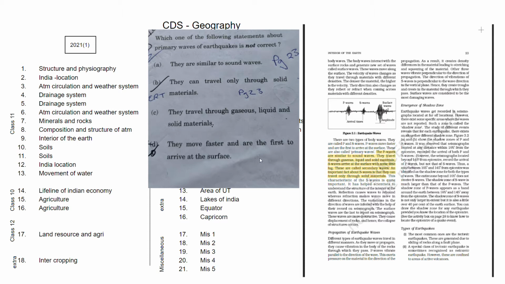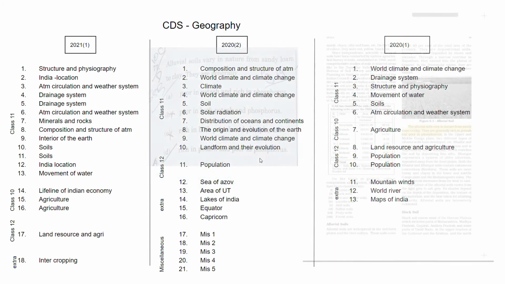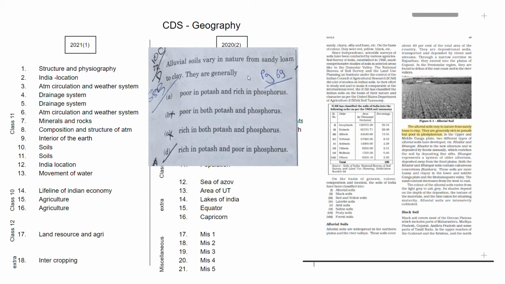Now coming to the next question, which is from soil. Alluvial soil varies in nature from sandy, loamy to clayey. They are generally rich in potash but poor in phosphorus. Chapter Soil, NCERT 11th.